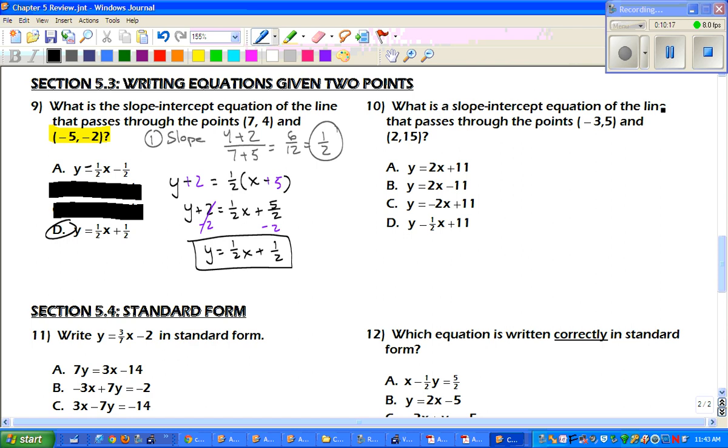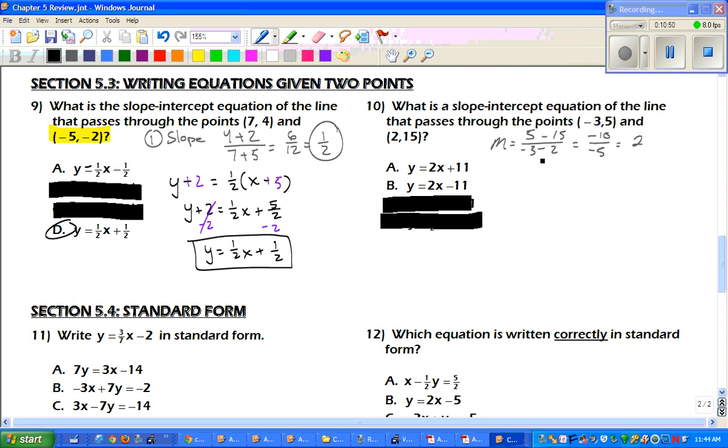Number 10, we're doing the same exact thing. What is the slope-intercept equation of the line that passes through the points (-3, 5) and (2, 15)? So the first thing we have to do is find the slope. Okay, 5 minus 15 and -3 minus 2, which gives us -10 over -5, which reduces to +2. So we have two answers that we can get rid of right off the bat.